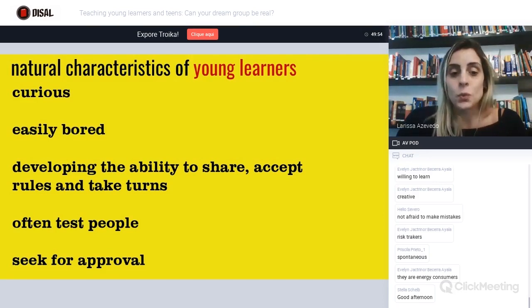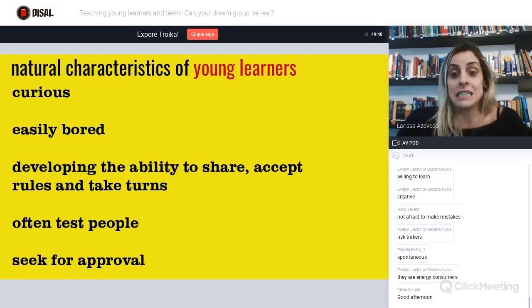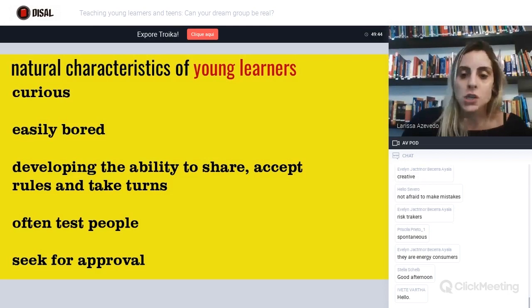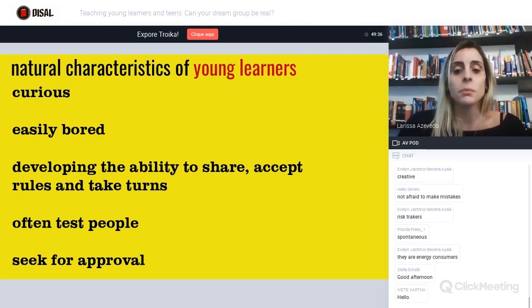So when they seek approval, it's not necessarily because they are needy or want attention. It's just because they need to understand if what they're doing is right, if it's being appreciated, if they should do more of that, or if it's not something nice and they shouldn't do it anymore. So they seek approval because they're trying to get the right answer. All right, they need directions.